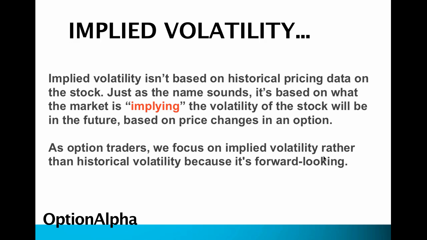Now let's get into implied volatility. Implied volatility isn't based on any historical pricing data on the stock. It's actually based on what the name sounds like: implied volatility is implying the volatility of the stock in the future based on price changes in the underlying options. So as option traders, we want to focus on implied volatility rather than historical. Historical is, as it suggests, history. It's already done, it's already happened, it's the past. And implied volatility is a forward-looking indicator.